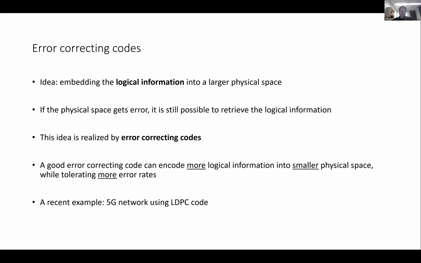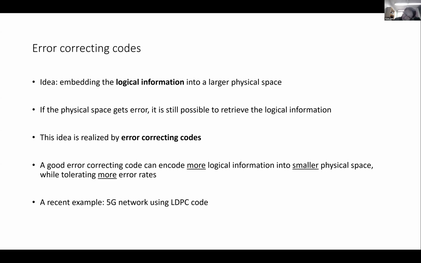So for example, you could store 1 qubit into 3 qubits, or 1 bit into 10 bits. Then if the physical space gets an error, it's still possible to retrieve the original logical information, because you are just embedding 1 bit into 10 bits. So even though some of the 10 bits could have errors, there's still a chance that you can tell whether it was originally 0 or 1. So that's the idea of an error correction code. So far it might seem a little bit abstract, but soon I will give you one very intuitive example.